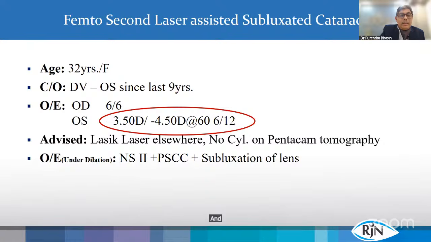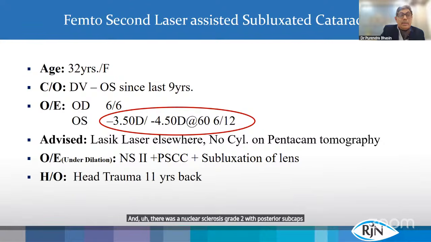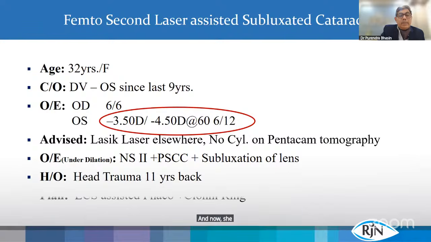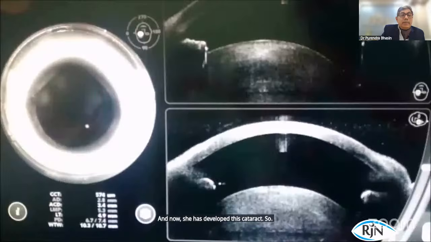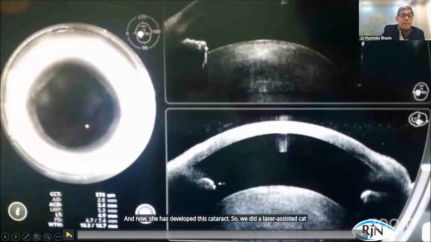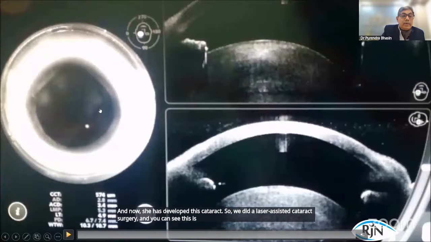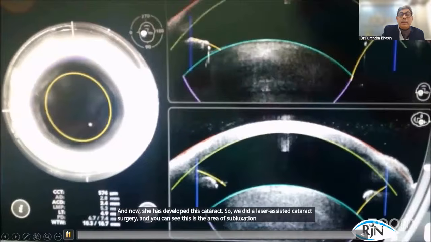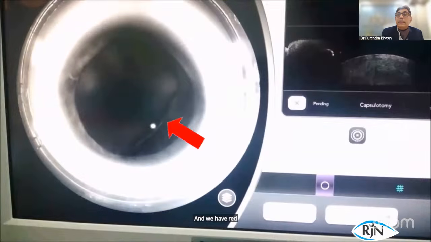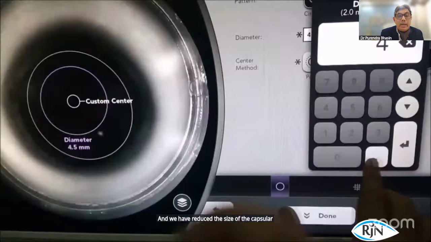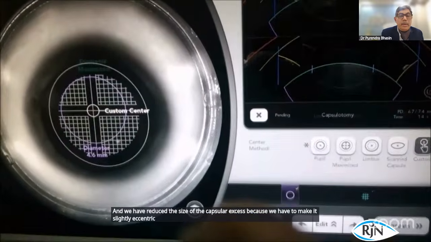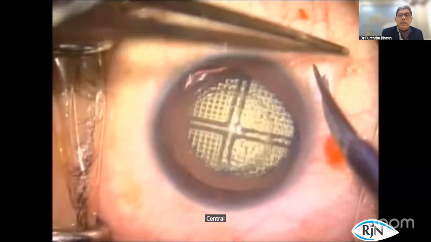On dilatation, we found there was a subluxated lens, with nuclear sclerosis grade 2 and posterior subcapsular cataract. Retrospectively, she gave the history that she had trauma to the eye 11 years back, and now she has developed this cataract. So we did a laser assisted cataract surgery, and you can see this is the area of subluxation or zonular dialysis, and we have reduced the size of the capsulotomy because we have to make it slightly eccentric, or make it central to the subluxated lens.